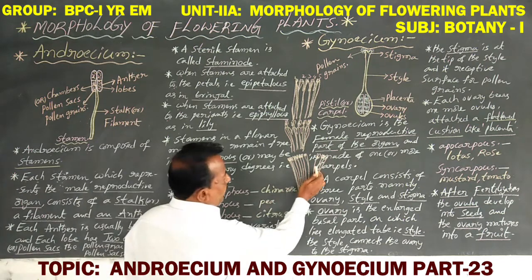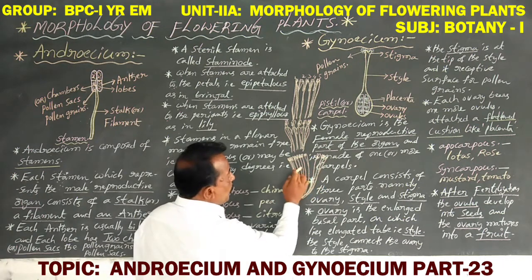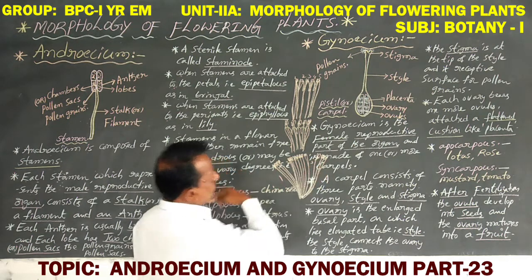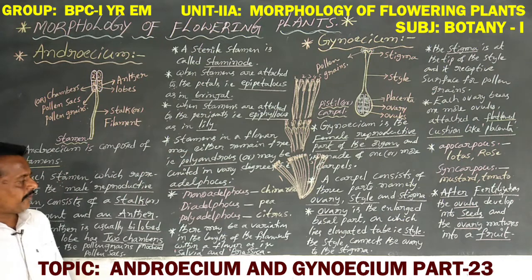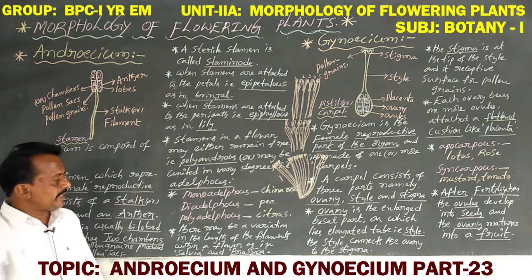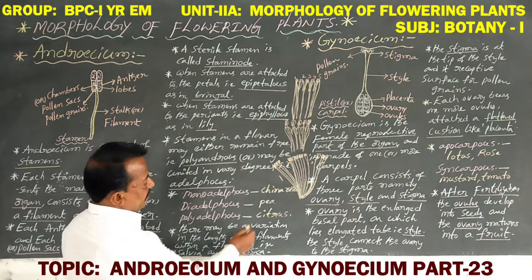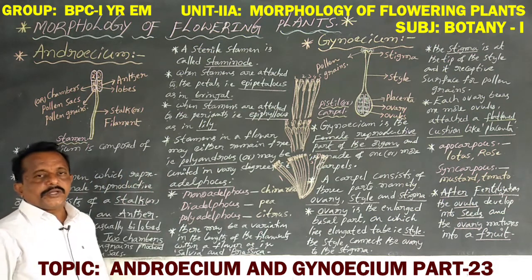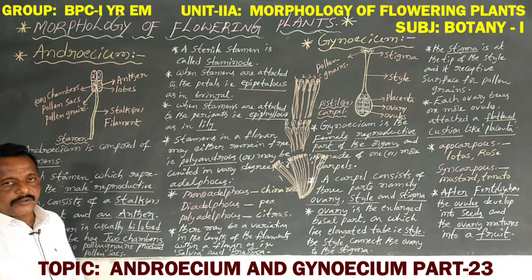Next, coming to polyadelphous. Stamens are united in more than 2 bundles. This is the first bundle, this is the second bundle, this is the third bundle. More than 2 bundles is named polyadelphous. It is seen in citrus, Telugu name Nimma.